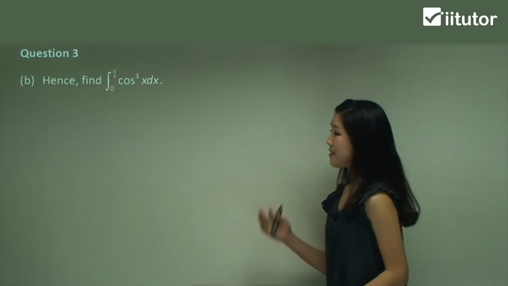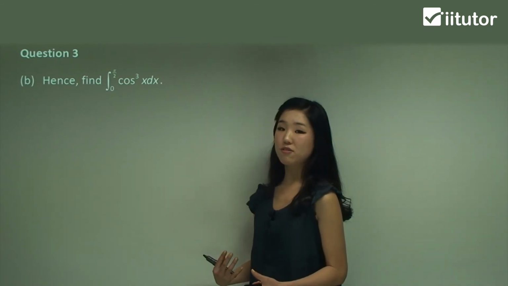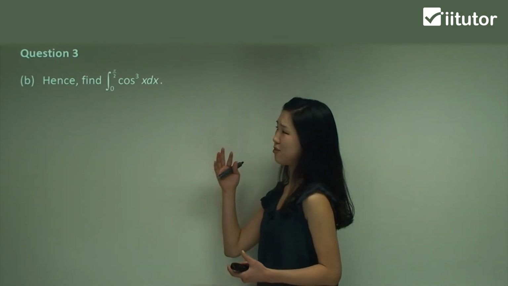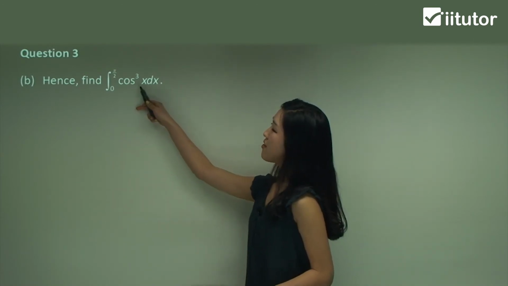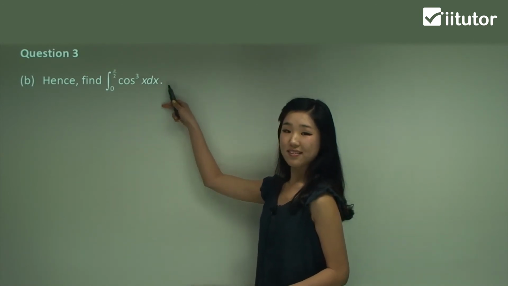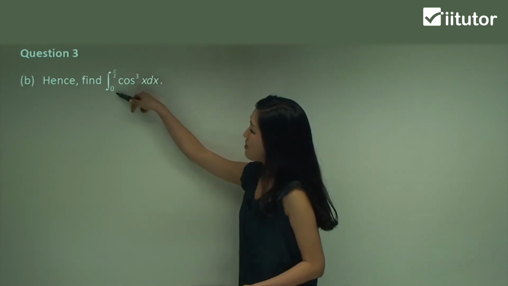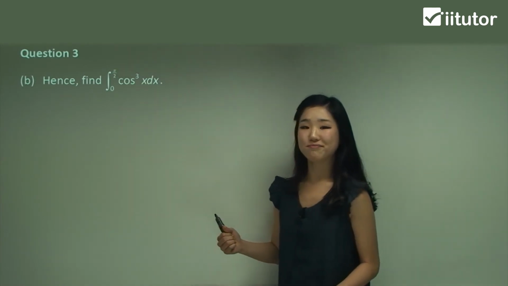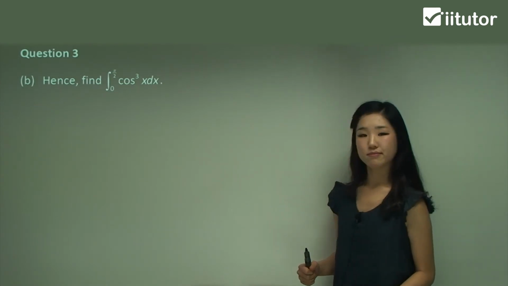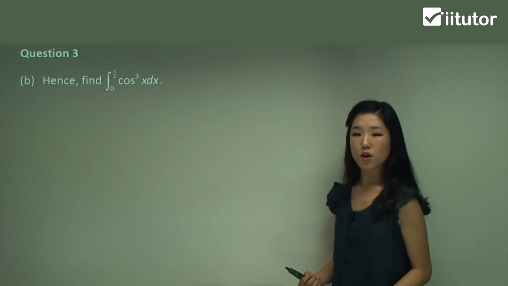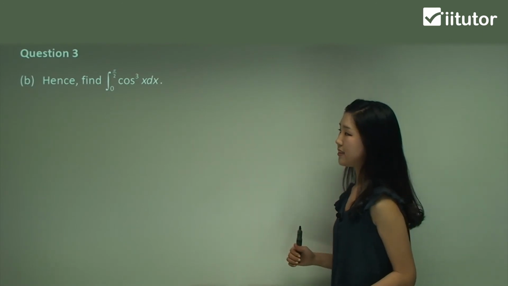Part B asks us to, hence, so using the information that we've got in question 3a, find the integral of cos x cubed dx, with the boundary between 0 and pi on 2. But how are you going to go about this integral, cos x cubed? I'll show you what I like to do.